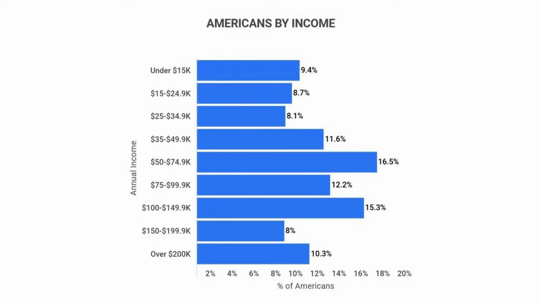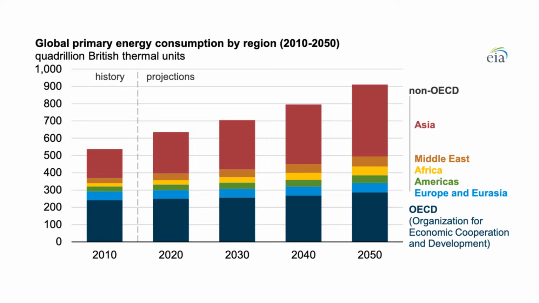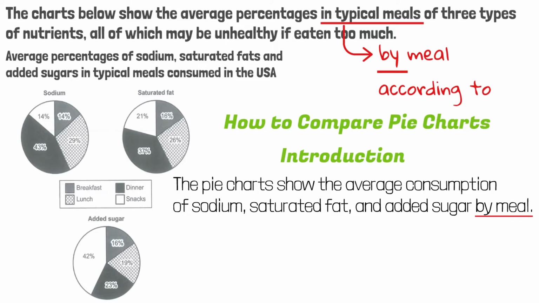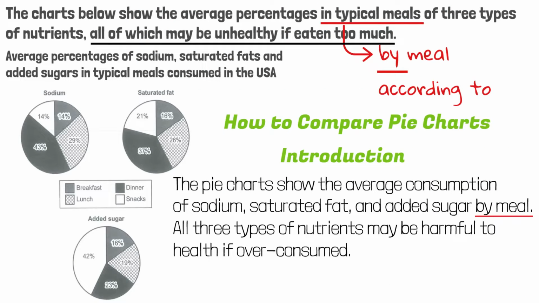This graph shows Americans by income. It divides Americans into different income groups. This is global energy consumption by region. And this is electricity production by country. Now, let's finish the introductory paragraph. Let's add this part: all 3 types of nutrients may be harmful to health if overconsumed.